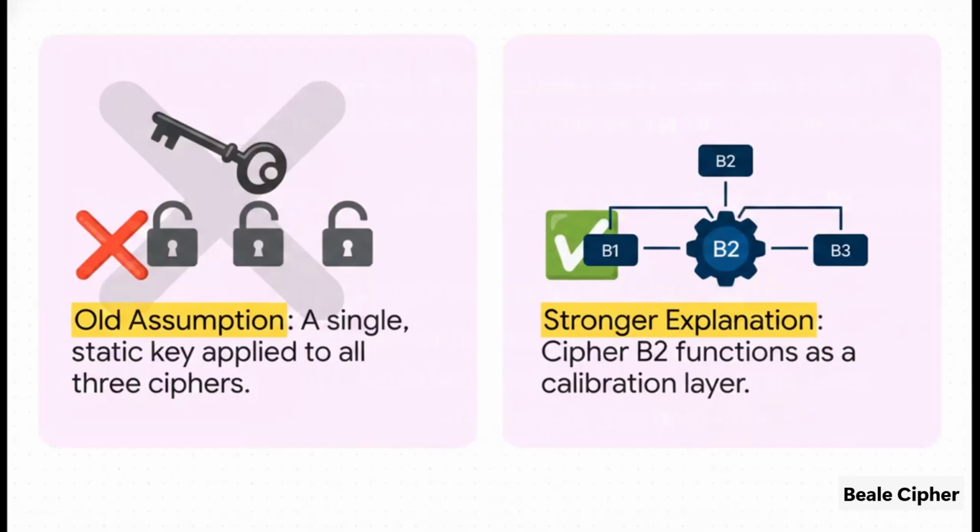Let's quickly compare the old way of thinking with this new, stronger explanation. The old assumption was that you just apply a static key, again, the Declaration of Independence, to all 3 ciphers in the exact same way. But as we know, that only worked for cipher number 2, or B2. It collapses entirely for B1 and B3. Kevin L. Brown's model argues that B2 isn't just one solved cipher out of 3. Rather, B2 functions as a calibration layer. It's essentially the master key required to unlock the rest of the system.